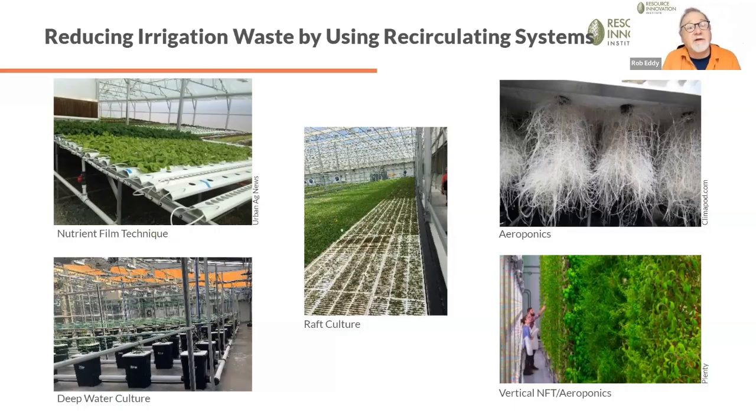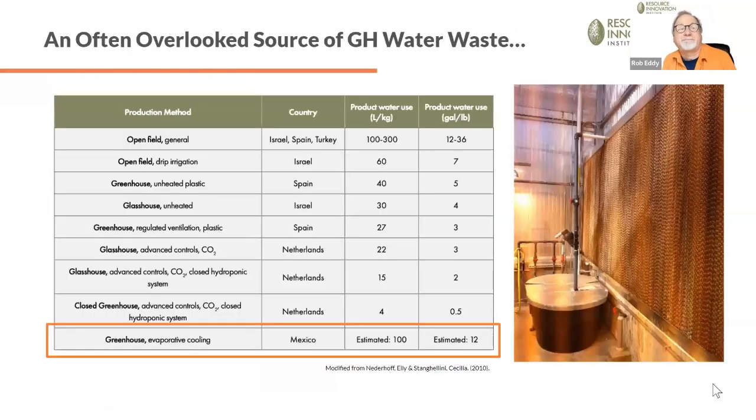You can also, of course, reduce irrigation by using hydroponics, recirculating systems. I don't need to tell you all about these. I think you're familiar with most of them. Just as a reminder, there's nutrient film technique, which is used for spring greens and lettuce, deep water culture, raft culture, where the styrofoam trays are floating in a gigantic pond built inside a greenhouse or an indoor farm, aeroponics, and then, of course, the CEA industry has revolutionized hydroponics by the development of vertical NFT/aeroponics facilities.